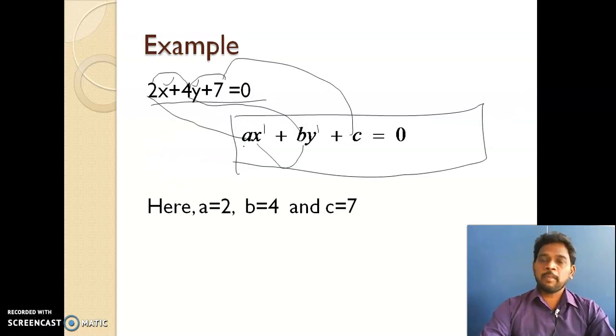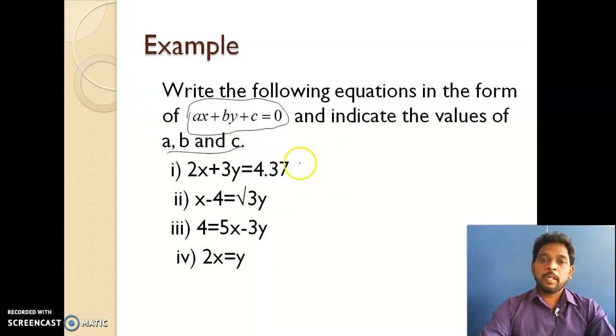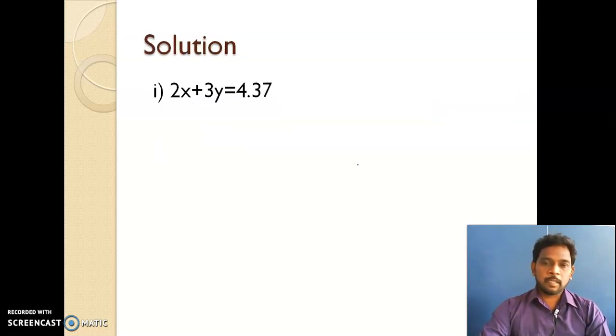In the previous example, which was an example for the linear equation, we found what is a, what is b and what is c by comparing with the general form. In a similar way, this question also has four subdivisions. In each subdivision we are going to write in the form of this general form, and then we are going to find out what is a, what is b and what is c, right? So let us see the solution.